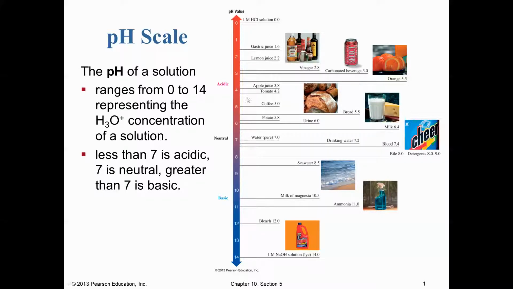You'll notice that most foods are actually acidic. So we have things like apple juice and coffee that are acidic. Oranges, 3.5. And the lower the value, the more acidic the solution. We see that soda is actually quite acidic. It often has both carbonic acid as well as phosphoric acid in it. And then a 1 molar HCl solution would have a pH of 0.